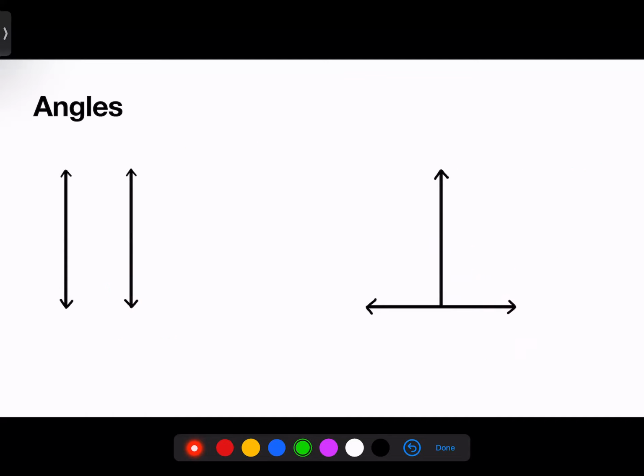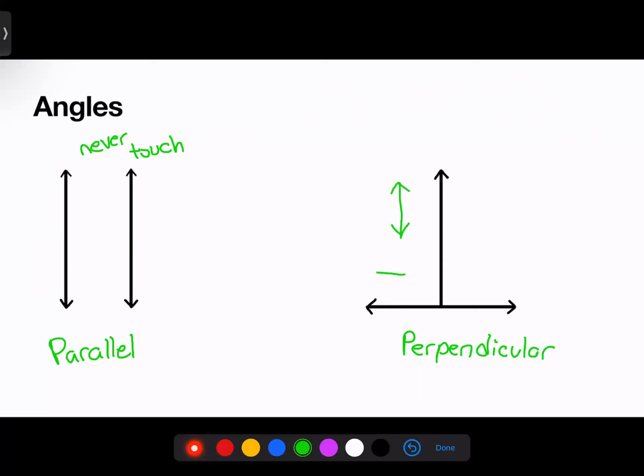There are two main relationships between lines. These are parallel. They are exact copies of each other, and they will never touch. The exact opposite of parallel lines are perpendicular lines. These lines have nothing in common. One is running up and down, while another is running left and right. Here, they create two right angles.